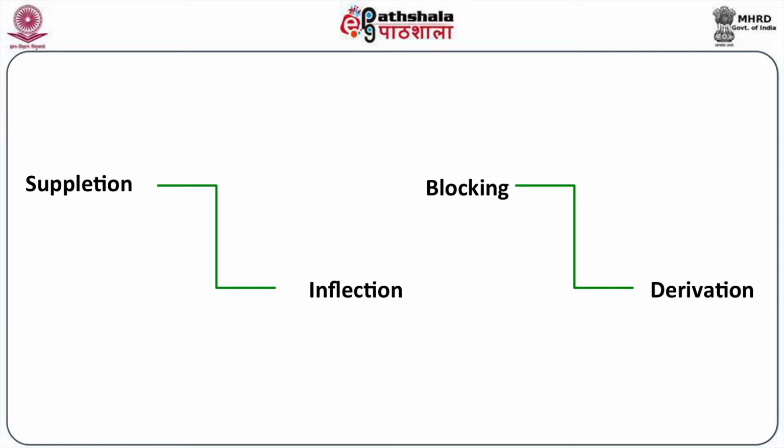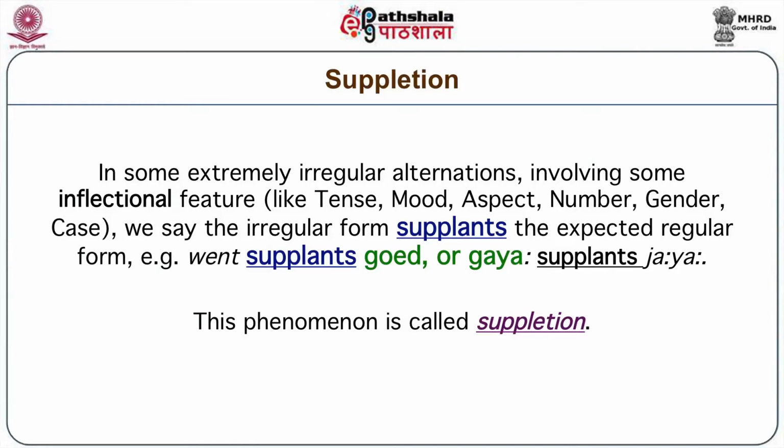Suppletion has to do with inflection. Blocking has to do with derivation. This is a good point to very quickly say that inflection is the part of morphology that has something to do with the syntax, and derivation is the part of the morphology that does not. Suppletion is a case like you expect to see the past tense goed, but you get went instead. That is suppletion. It happens in inflectional cases. Past tense is an inflectional concept. The inflection of go is extremely irregular in English. You get went where you expect goed.